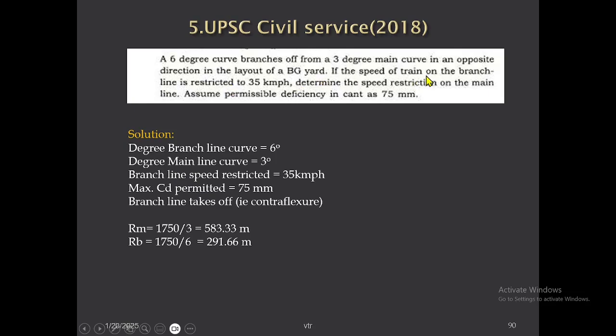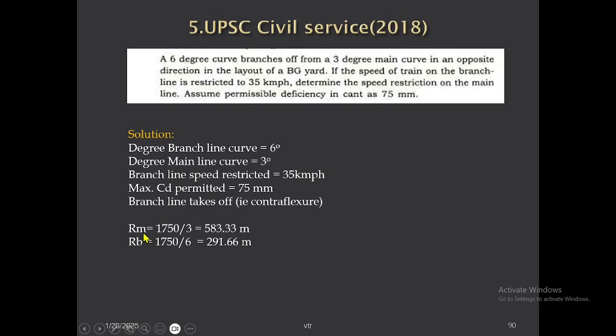If the speed of the train on the branch line is restricted to 35 kmph, determine the speed restriction on the main line. Assume permissible cant deficiency as 75 mm. Okay, this is the problem they have given. So the degree of the branch line is 6 degrees, the degree of the main line is 3 degrees, branch line speed is 35 kmph, and cant deficiency is 75 mm. So it is a contraflexure problem.